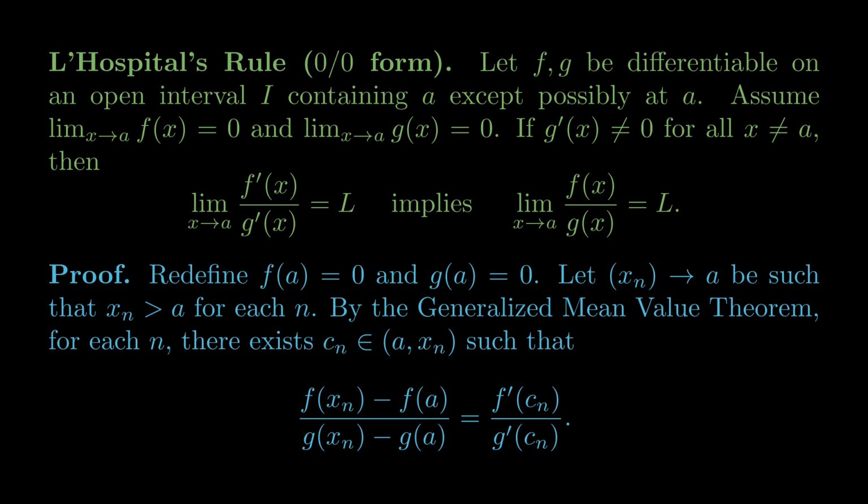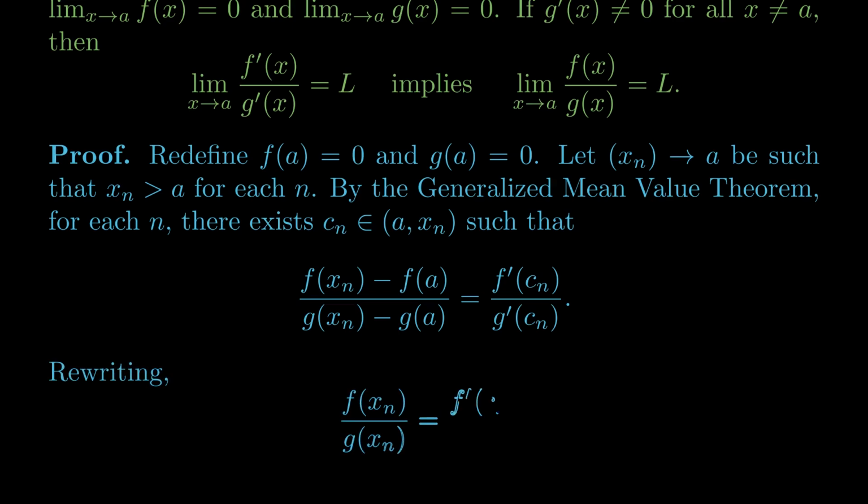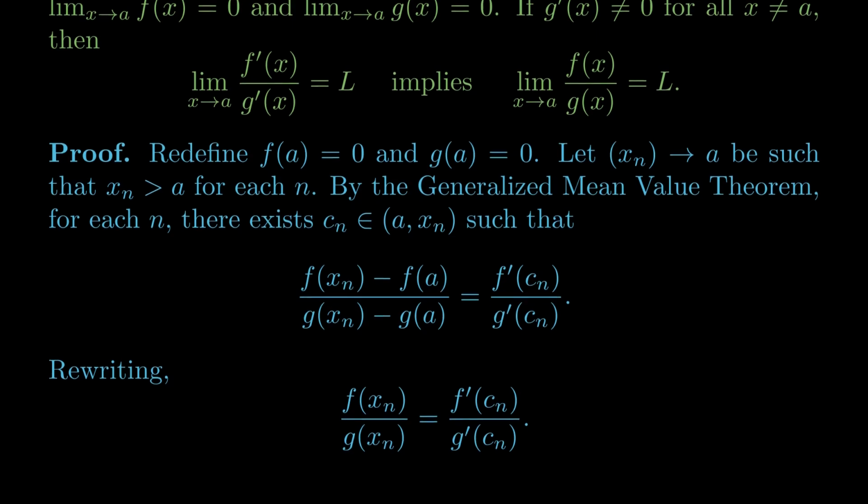And since g is a differentiable function with a non-zero derivative everywhere except for a, it has to be monotone, either strictly increasing or strictly decreasing, on the portion of the interval I greater than a. And since g of a is 0, that means that g of x is non-zero for all x greater than a. Since f of a and g of a are 0, we can rewrite this as f of xn over g of xn equals f prime of cn over g prime of cn.